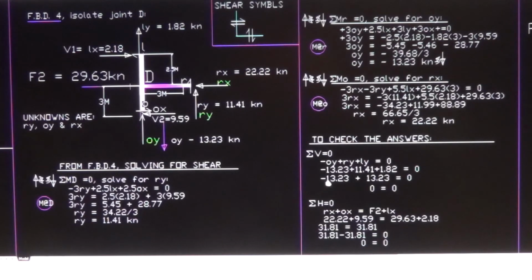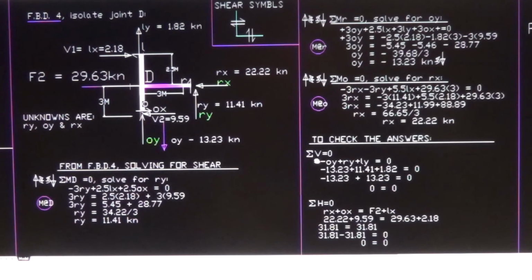If you work this out, minus 13.23 plus positive 13.23 equals 0. 0 now is equal to 0. So all these forces, the vertical forces, are correct, including the direction.